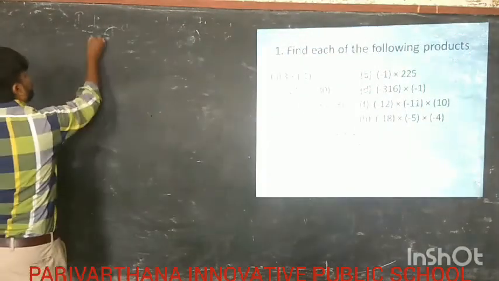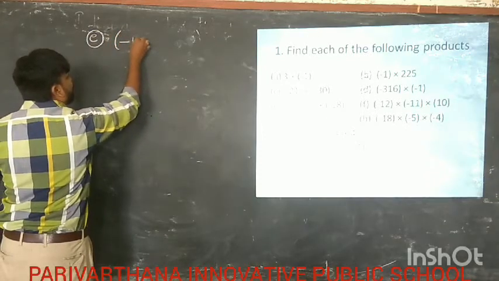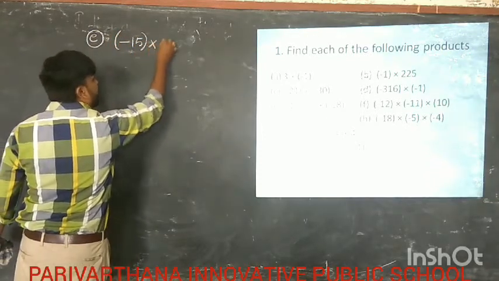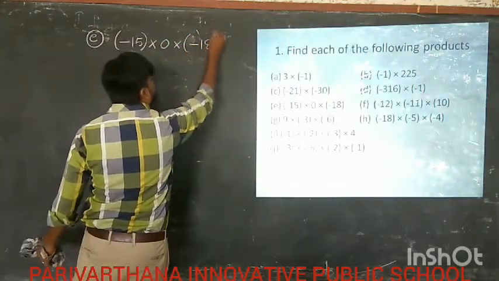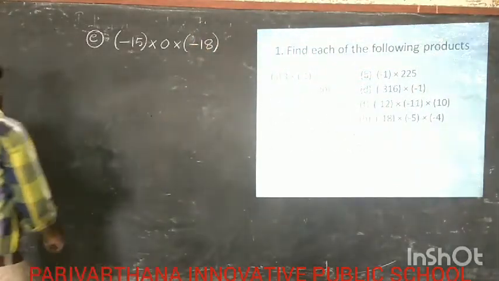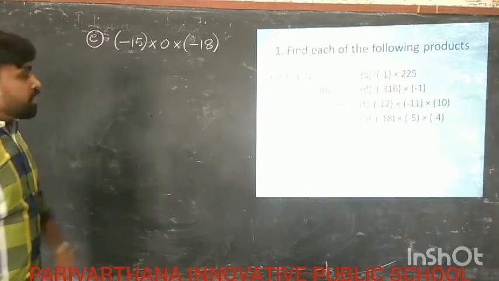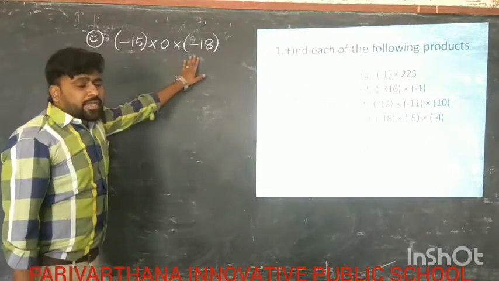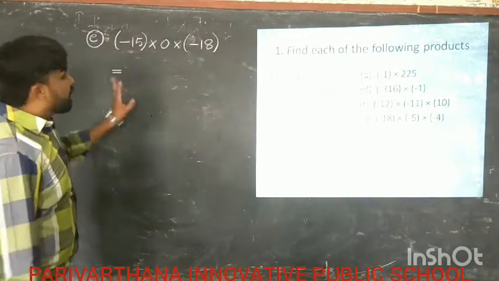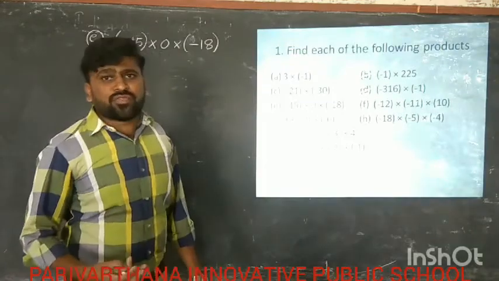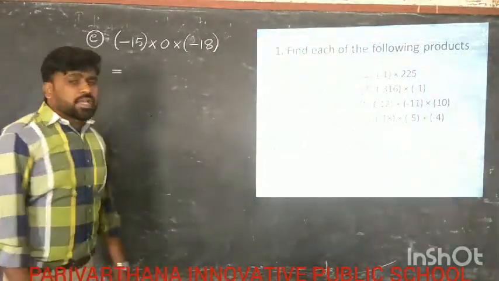E. That is minus 15 times 0 times minus 18. Regarding the three numbers, it is multiplication. Clear? Now we have to multiply the three numbers. First one is minus 15, second one is 0, and third one is minus 18.